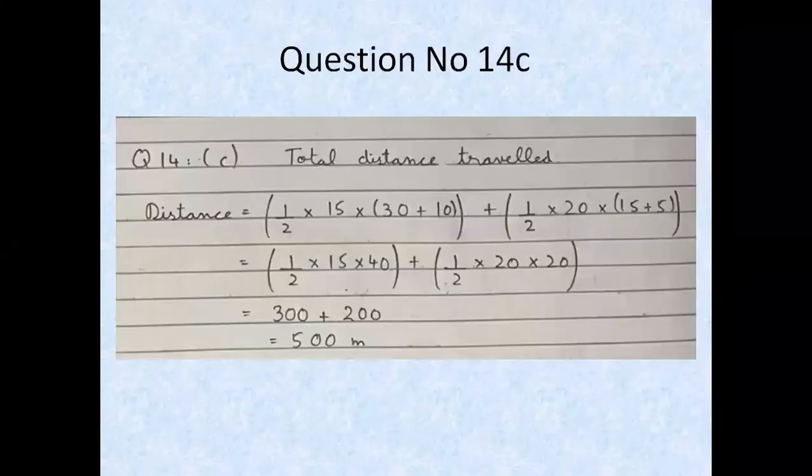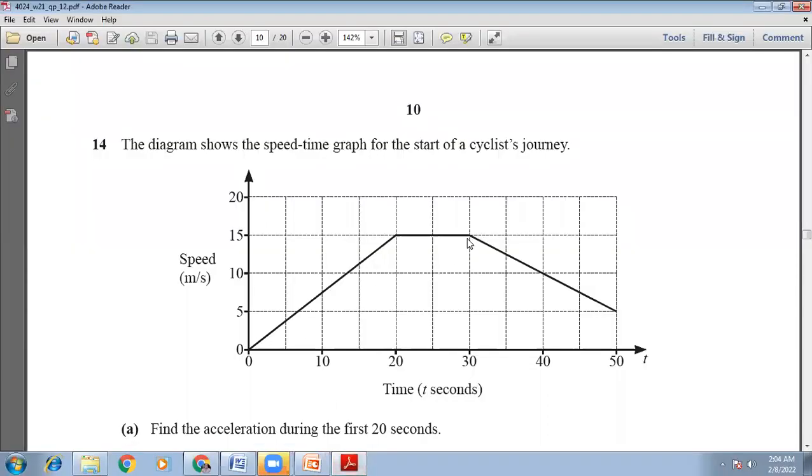Okay. So the total distance traveled is, so I have here what they have done. They have converted this thing into a trapezium. So this side and this side is a trapezium. They are the parallel sides of the trapezium. So this is 10, this is 30, and the height of the trapezium is 15. This one is also a trapezium. Its parallel sides are 15 and 5, and the height of the trapezium is 20.